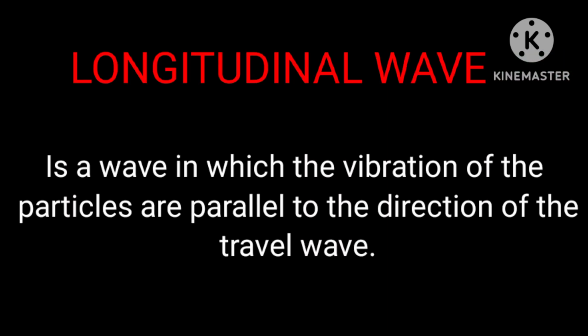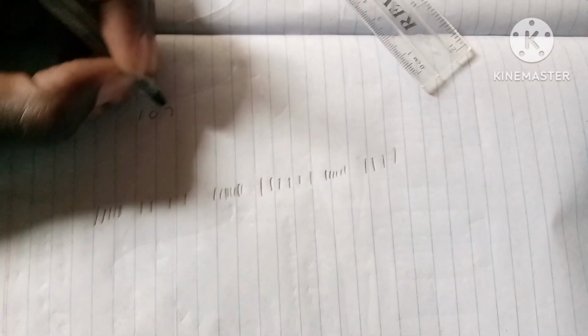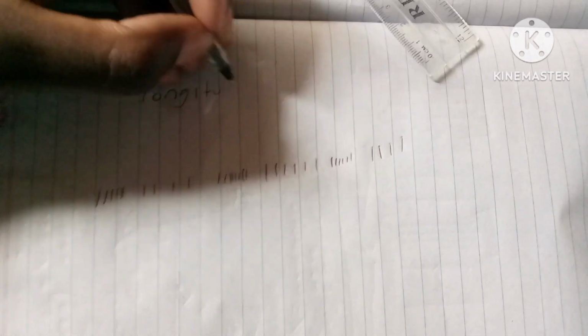Longitudinal wave by definition is a wave in which vibration of the particles are parallel to the direction of the travel of the wave. So when you look at the parallel and the right angle, you can just exchange that and then the definition is set for both longitudinal and the transverse. Simple as that. So let me show you the diagrammatic form. So guys, let's go to longitudinal wave.